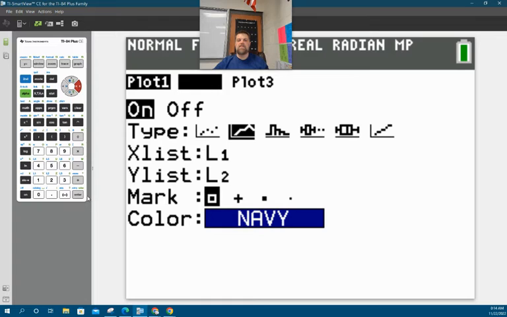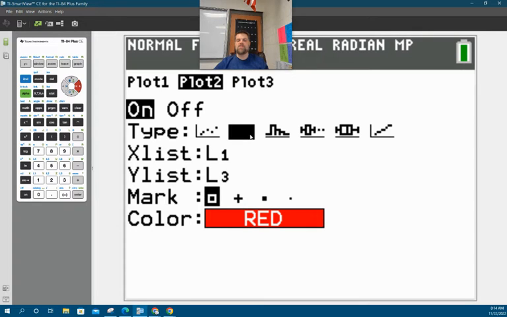And I'm going to do the same thing for plot 2. So now that I switch to plot 2, make sure On is turned on. Make sure the second option is turned on. And then L1. Now, here's the difference. We want our y values to come from that third column, which is L3.